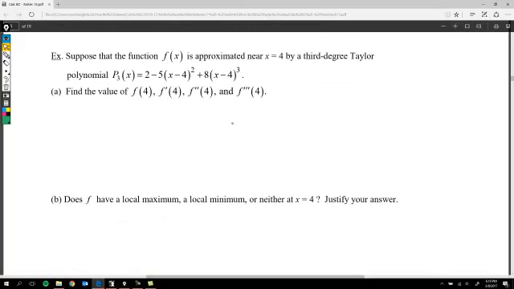Now they give us a third degree Taylor polynomial approximated at x equals 4. They want us to actually find what f of 4, f prime of 4, and so on, what they actually are, what they gave us our polynomial to start with. So I'm going to write down the general formula for a Taylor polynomial centered at 4, just to remind myself what I'm dealing with.